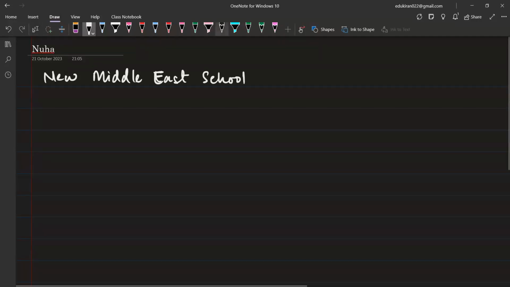My father's friend suggested. They suggested, okay, fine. I knew Middle East. I don't know. I think Samaya was a student from New Middle East last year, 12th standard.